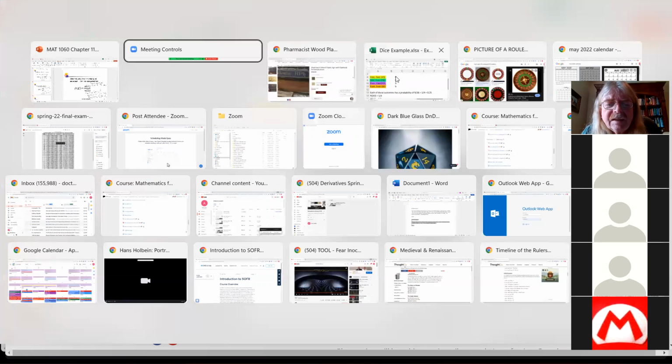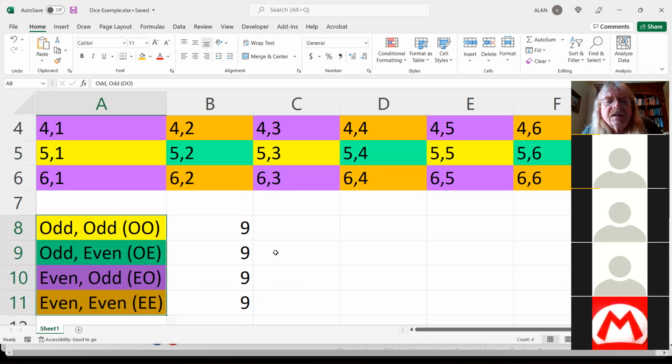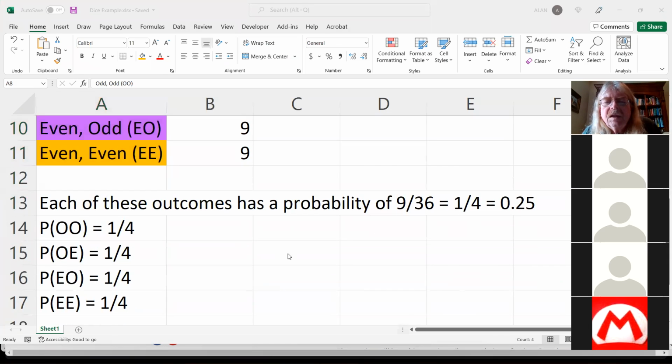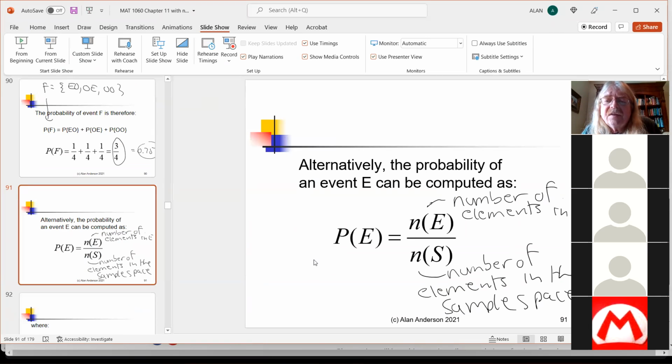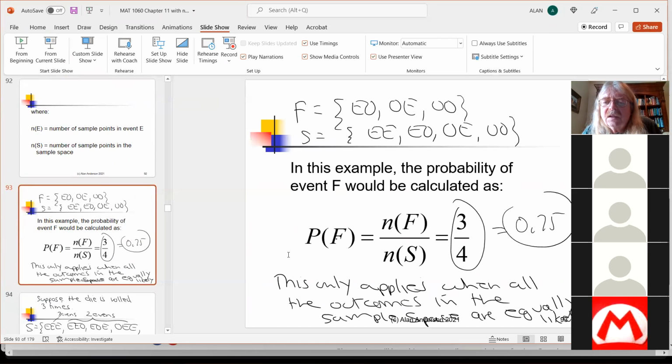Remember our little spreadsheet, we proved that these are all equally likely. So therefore, all I have to do is say, well, F contains 3 elements and S contains 4. Well, there you go. It's just 3/4 or 0.75. So in that case, this is even simpler.